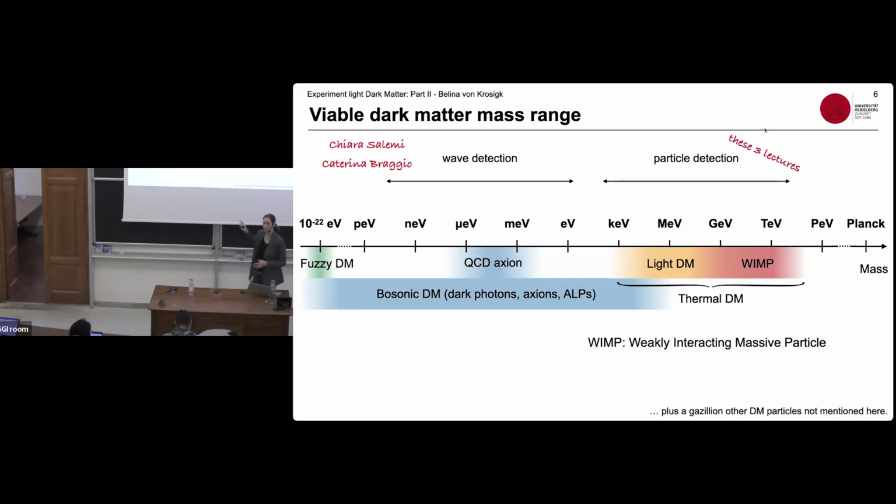Today, I started yesterday with SuperCDMS mostly, but today there's also a transition to other experiments, showing you how they can probe eV to keV scale bosonic dark matter. But in all cases, this is still about what I call the low mass challenge, because in the end, it's about low masses.